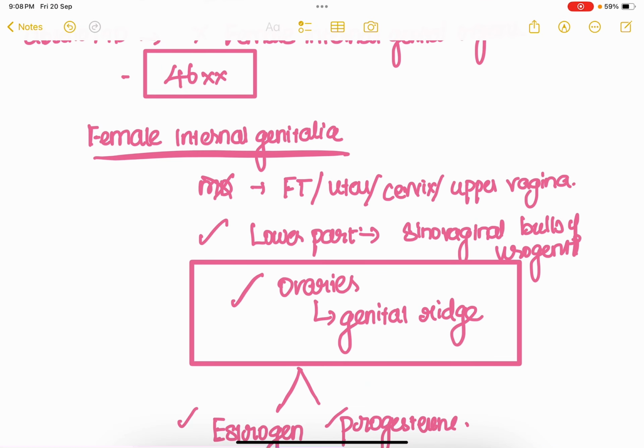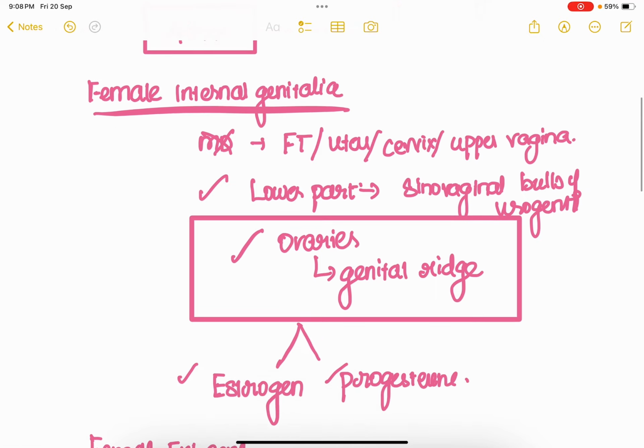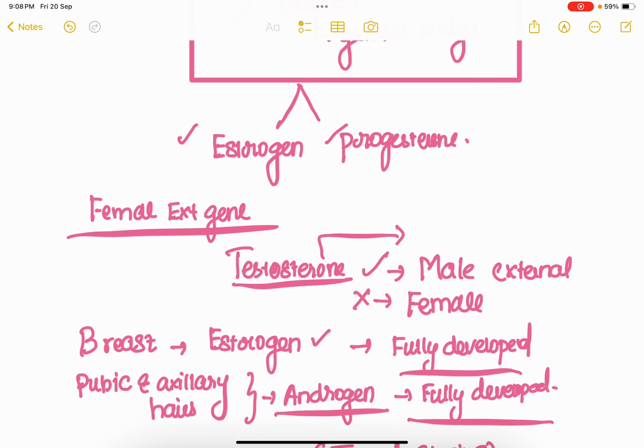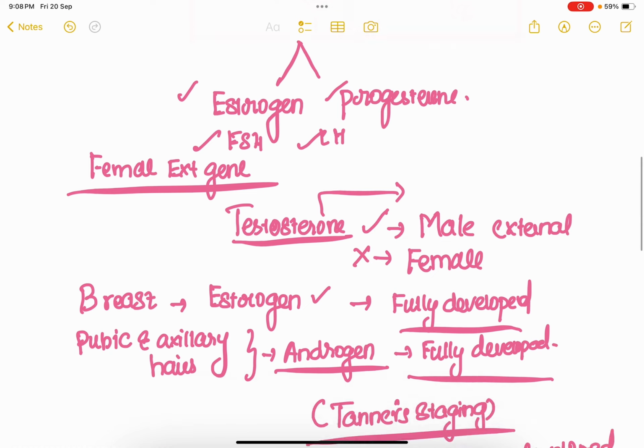Mullerian agenesis, 46XX. Internal genitalia is going to be absent because of the absence of the Mullerian duct. Estrogen and progesterone are going to be normal. In the same way, since the hypothalamus and pituitary are normal, FSH and LH levels are also going to be normal in such patients. So FSH, LH normal, estrogen, progesterone normal, testosterone, that is androgen, is present at normal female levels. Everything is normal. Ovaries are also normal. So the only problem is with the Mullerian duct, where there is absence of the uterus.